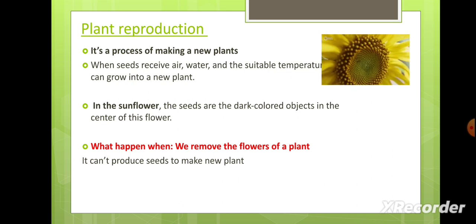What happens when we remove the flowers of the plant? When we remove the part that is responsible for reproduction, what will happen? It can't produce new seeds to make new plants.